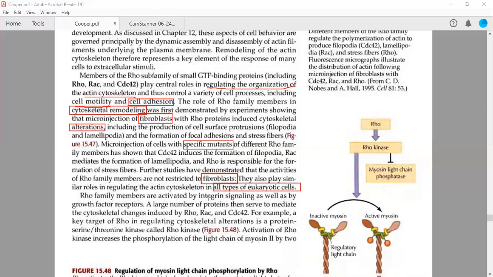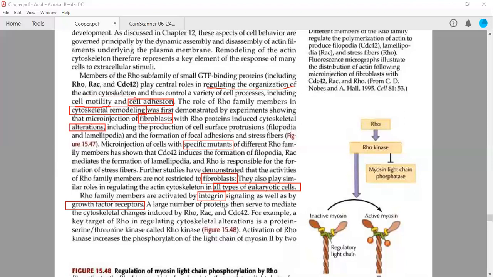Rho family members are activated by integrin signaling as well as by the growth factor receptors. So these integrins are signaling, as we have seen. This integrin signaling can be via the MAP kinase pathway, via calcium signaling, or the IP3-DAG pathway, or via some receptor tyrosine kinases. So Rho family members are very similar to the RAS family members, and they can do signaling either via integrins or via the growth factor receptors.